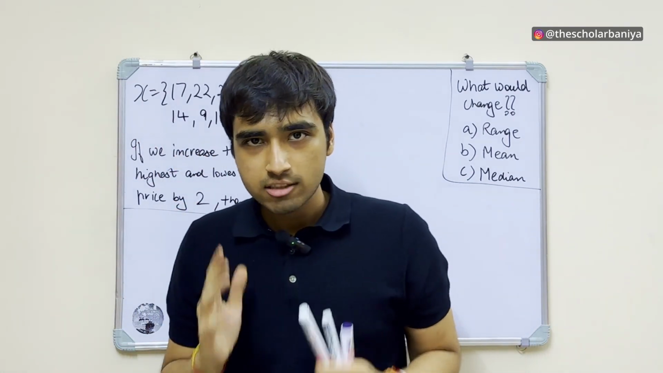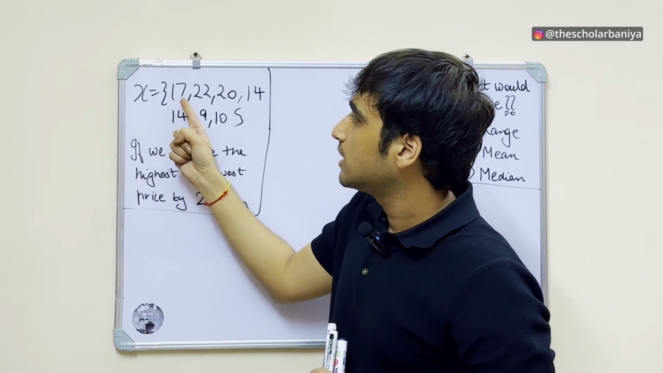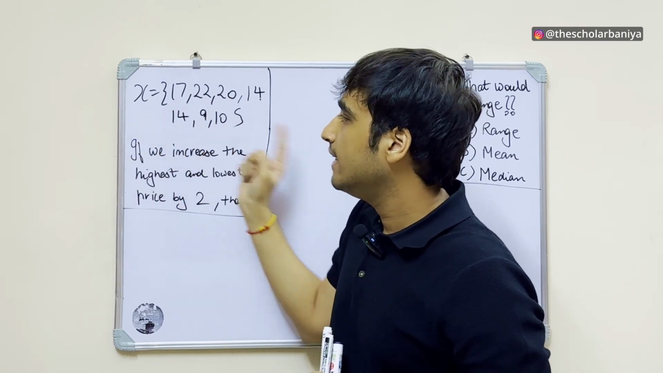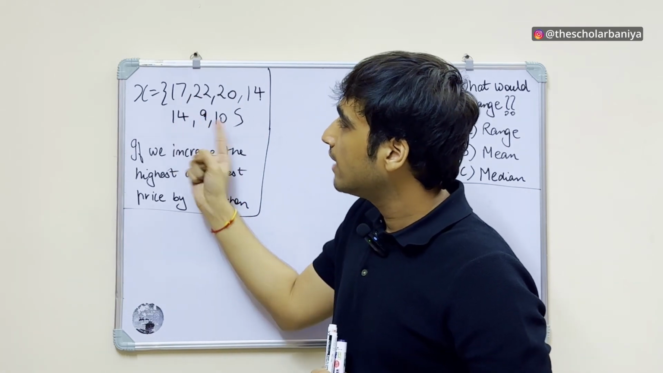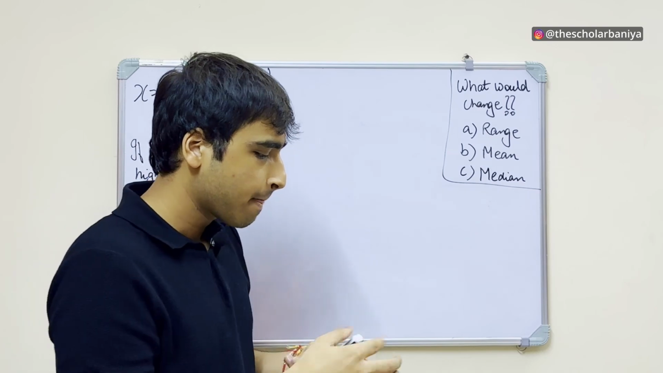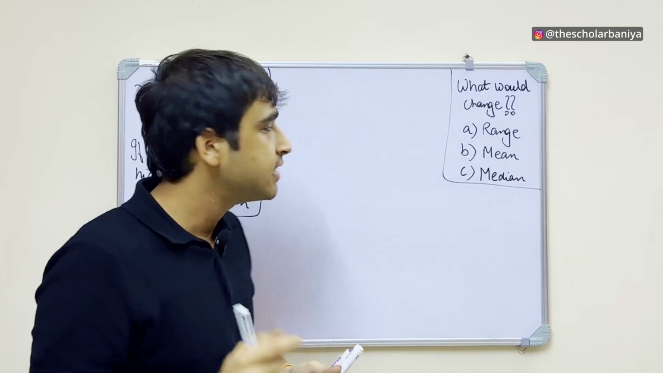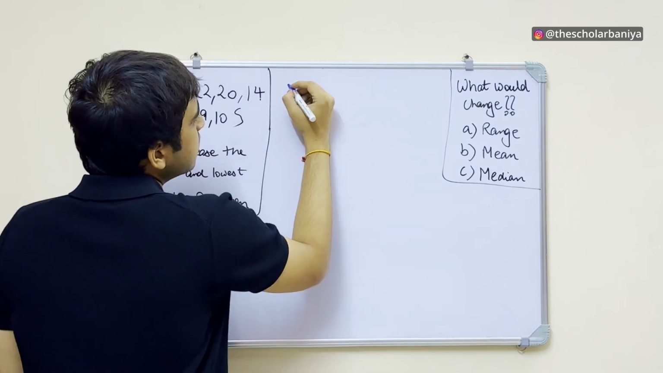So let's move on to the next question, guys. In this question, we are given a set X which consists of 17, 22, 20, 14, 14, 9, 10. And we are told that if we increase the highest value and the lowest value by 2, then which of the following would change, right? So in these type of questions, firstly, we will arrange X in ascending order, right? So what will be X?